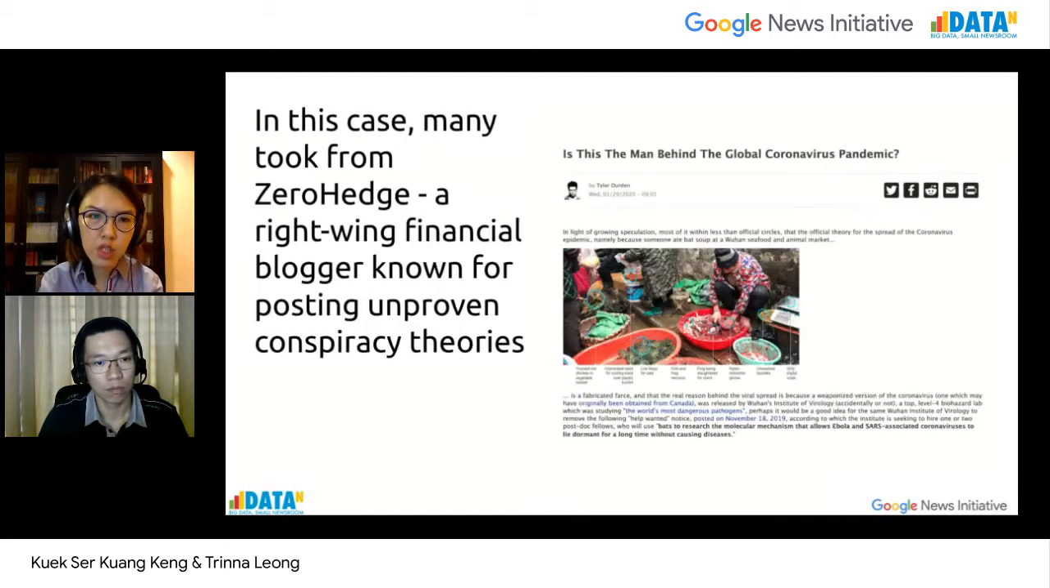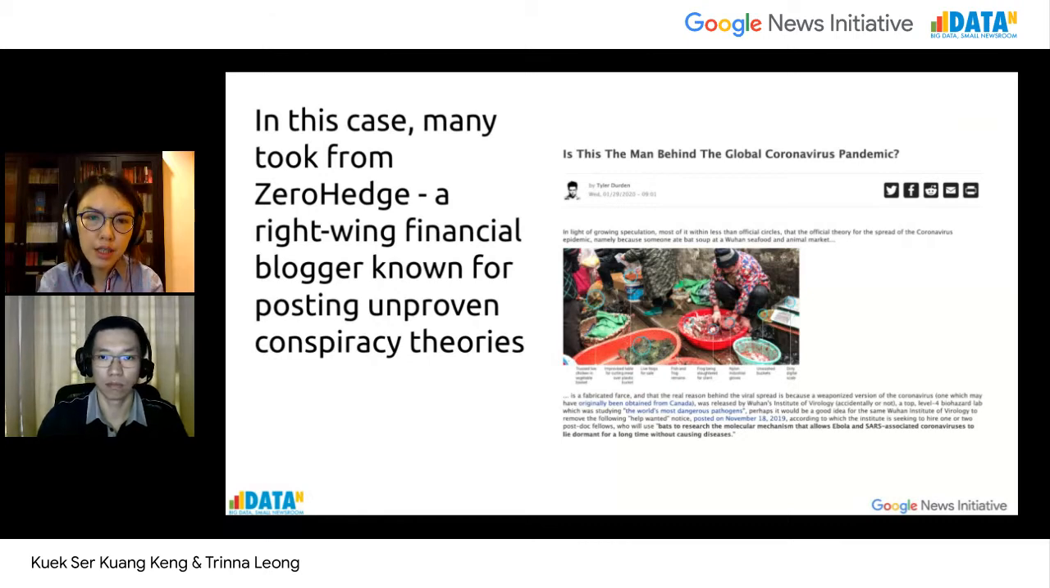In this case, it was picked up by a blogger called Zero Hedge, an American right-wing financial blogger who's really well known for posting unproven conspiracy theories. When he reposted it on his blog, it was picked up by many other bloggers and websites, right? And then it got hundreds of thousands of reads.